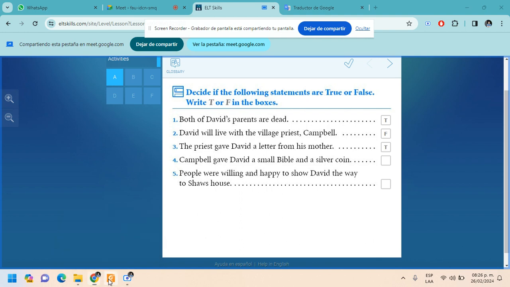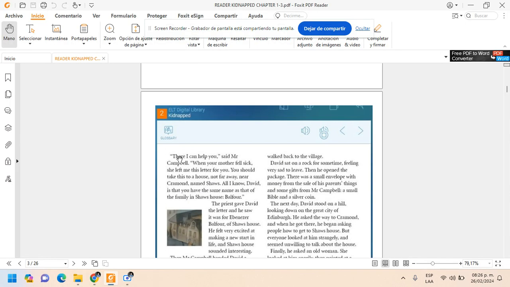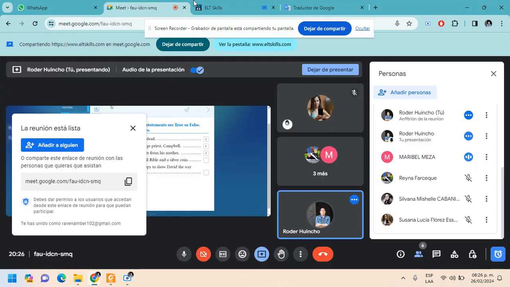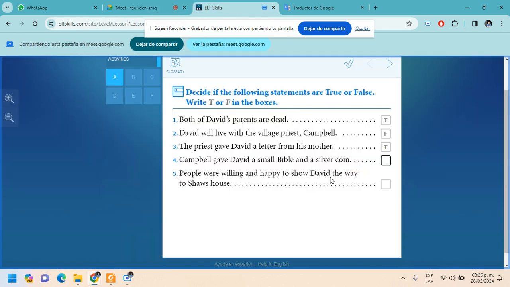Yes. Before she died. It's here, no? When your mother feels sick, cuando se enfermó, she left me this letter for you. See? Good. Another, please. Number four, tell me. Bible. Yeah, this is Bible. You know what's the Bible, yes? The Biblia, yes. Because he's a priest, you know, you see? Campbell, the priest, gave David a small Bible and a silver coin. Yeah, true. And finally, please, tell me the last.